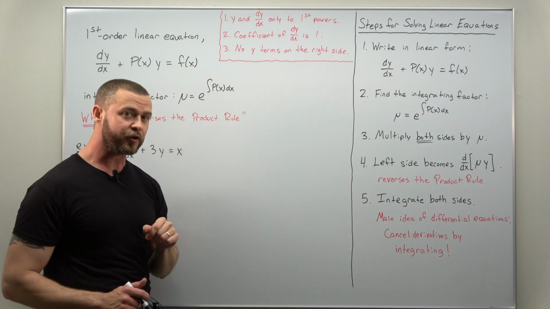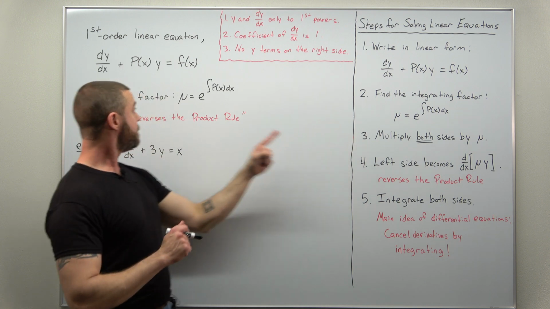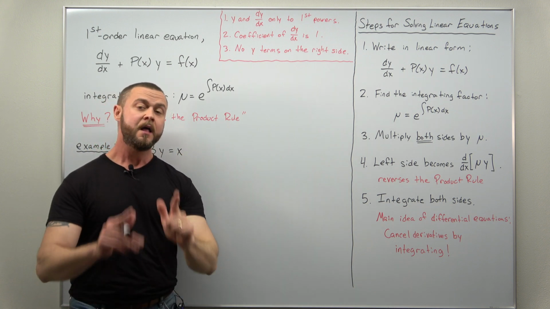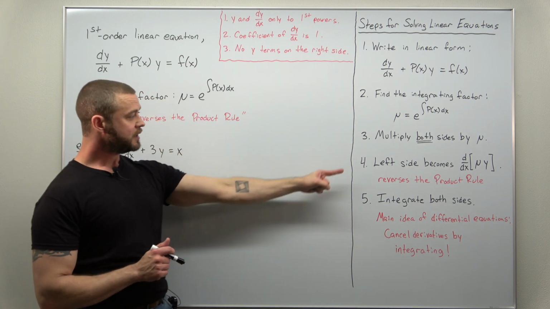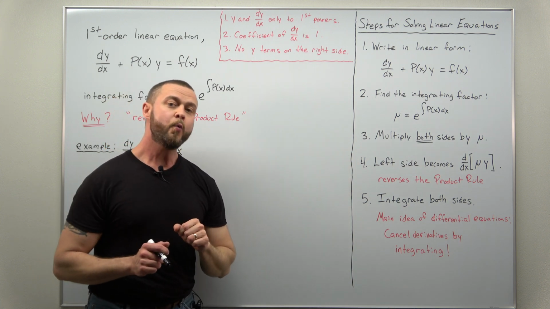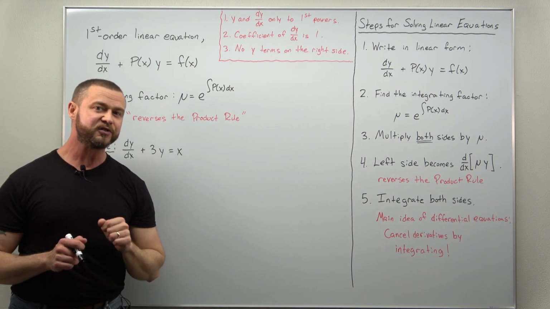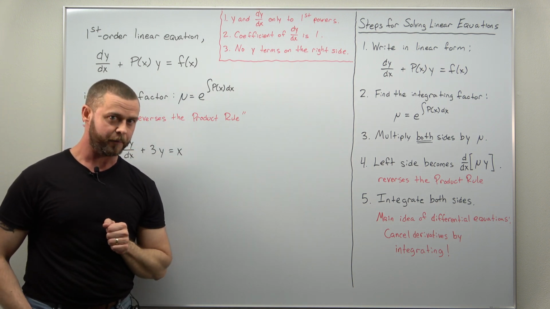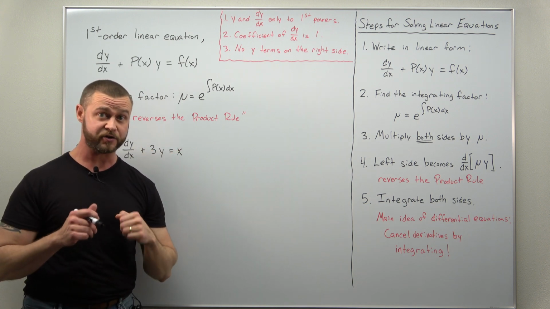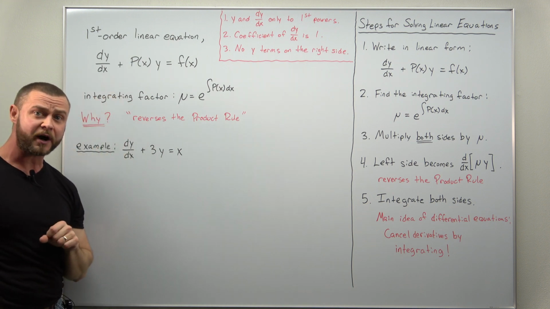Now, once you have your integrating factor, the first part in step 3, you're going to multiply both sides by your integrating factor, mu. But the key step is here in 4. You want to look at this left side as kind of looking like the end result of the product rule. At least this is how I like to teach first-order linear differential equations in my course.